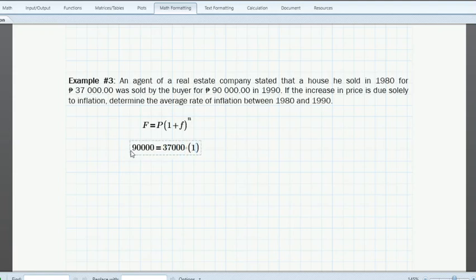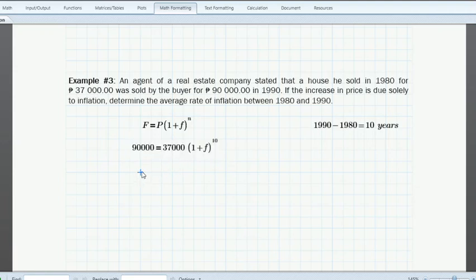Then we have 1 plus F or the inflation rate na hinahanap natin raised to ilan ang exponent ngayon. So we want to know the average rate of inflation between 1980 and 1990. Ilang years ang pagitan nila? So, we have 1990 minus 1980, that is equal to 10 years. So, ano ang atin ngayong exponent? We have an exponent of 10. Okay? So, 10 ilalagay mo dito.